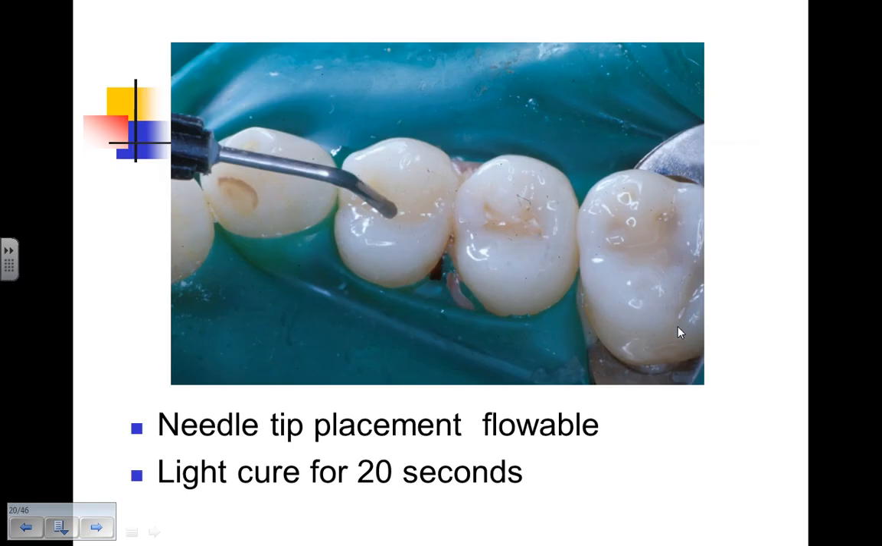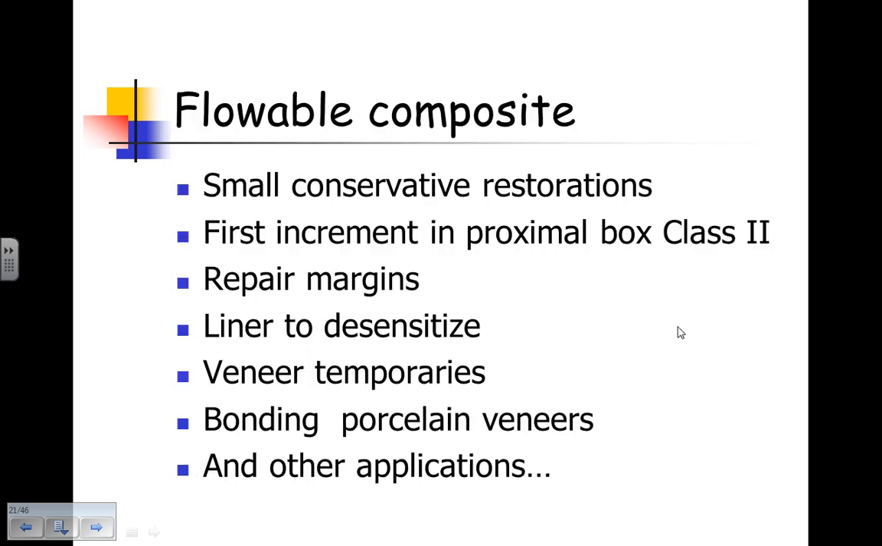Once we've placed the adhesive and light cured it, we now do needle tip placement of the flowable composite. We place it in such a way that it doesn't pool anywhere, but that it's covering onto the occlusal surfaces and the preparations. We then light cure it for 20 seconds. If there's any bubbles in the flowable, we tease it out with the microbrush.